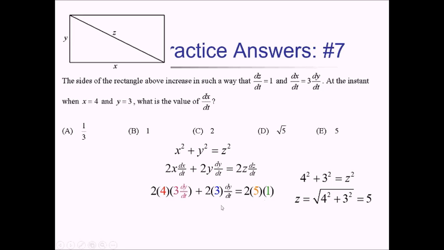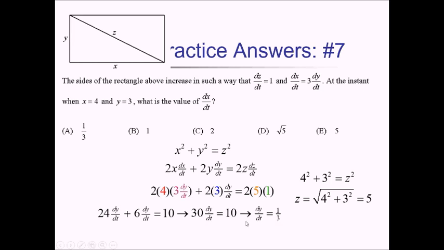And we're going to have to solve this without a calculator now. So simplifying a little bit, I've got, let's see, this is 24 dy over dt. This is plus 6 dy over dt. And all of that equals 10. So then we can write 30 dy over dt equals 10. So then dy over dt equals 10 over 30, or 1/3.